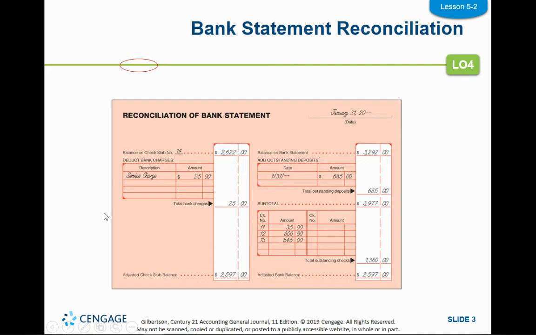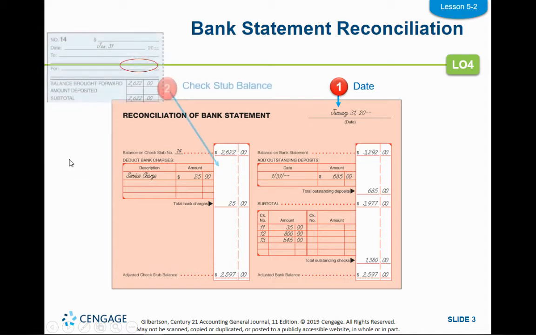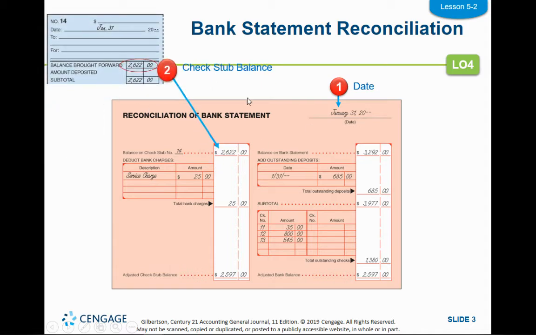So the steps for doing that: this is a form that you would use to reconcile a bank statement. You can print them off of bank websites if you want to, or you could create a spreadsheet for it, which you're going to use later on in this lesson. So you start by putting the date that you're doing the reconciliation. Then you start with the check stub balance. This is your records. So this is the business's check stub with the balance that they are showing they should have in their account. That's what goes here. And then check stub number, this is check stub number 4. We talked about check stubs in the last lesson.